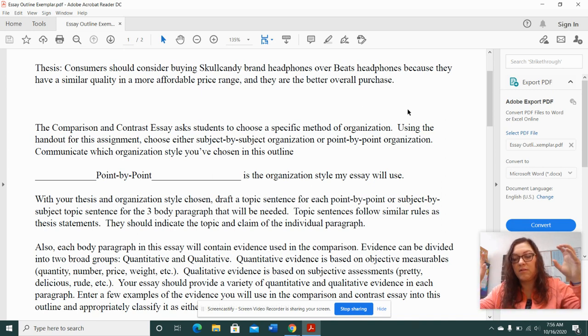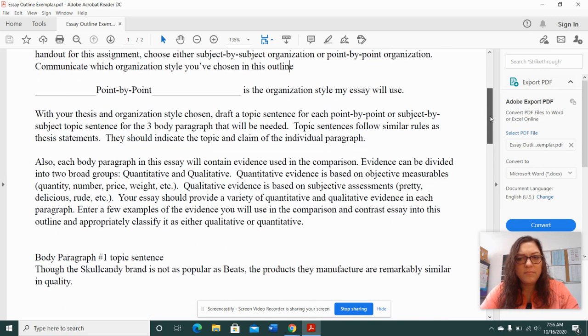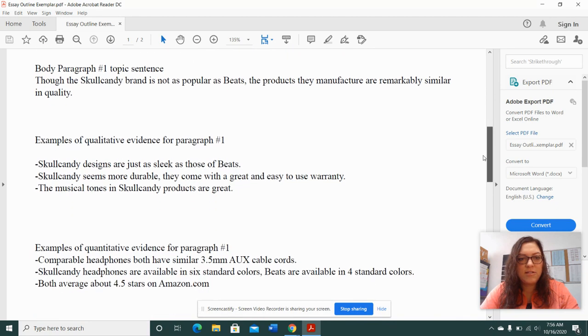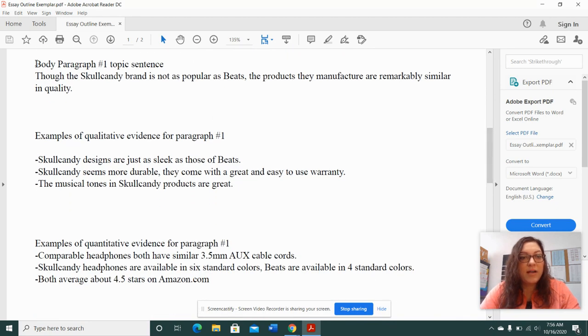So I can see how they're going to have a claim and then 3 sub-paragraphs in their essay about those 3 points. They did a point-by-point organization. The first body paragraph is going to say, though the Skullcandy brand is not as popular as Beats, the products they manufacture are remarkably similar in quality. So the first thing he talked about in his thesis at the top was that the quality was similar. So his first body paragraph is going to be all about quality.